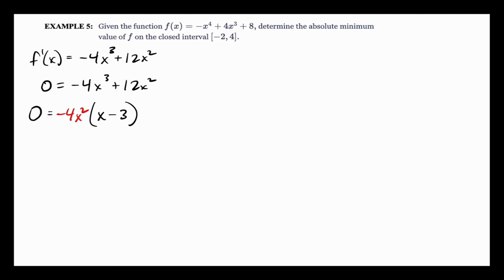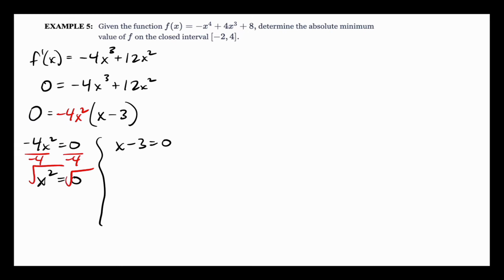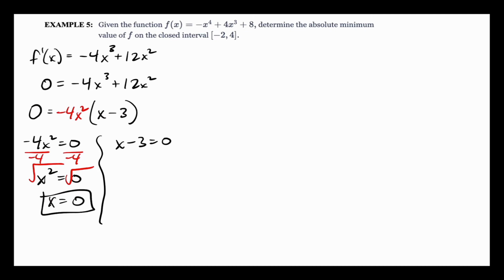Okay. Set those both equal to 0. Divide by negative 4. Square root of 0 is just plus or minus 0, but it's the same thing. Plus or minus 0 is the same thing as just 0. So I got 0 is a critical value. And then I get 3 is a critical value. So 2 critical values, 0 and 3.